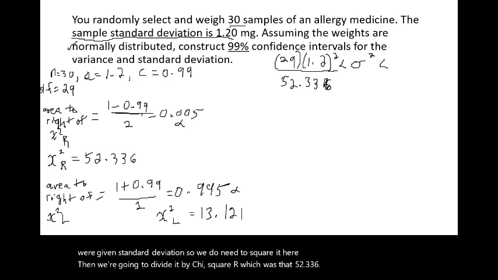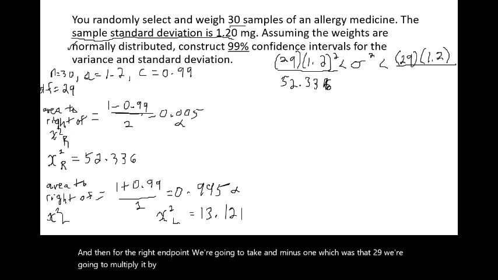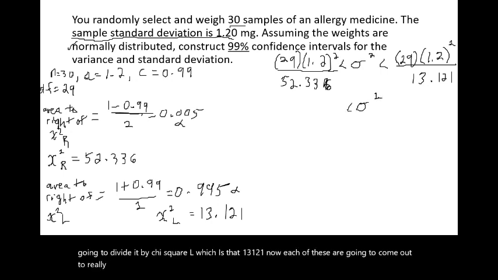And then for the right endpoint, we are going to take n minus 1, which was that 29. We're going to multiply it by s, 1.2, and since that's standard deviation, we're going to square it. Then we're going to divide it by chi-square L, which is that 13.121. Now, each of these are going to come out to really gross decimals. So when you're writing your final answer, you are going to round them.